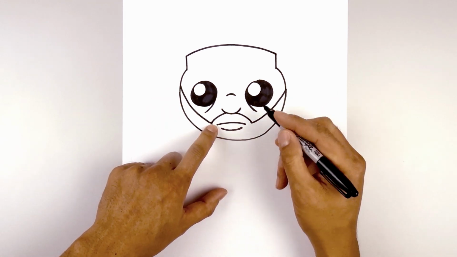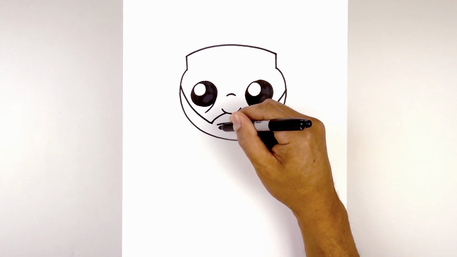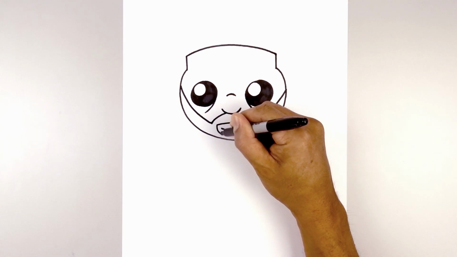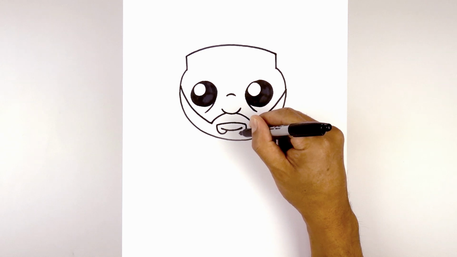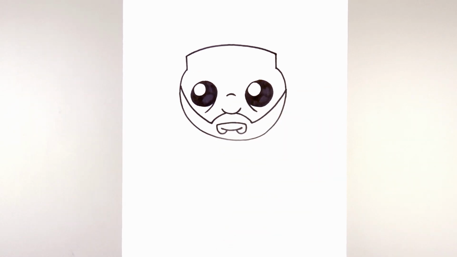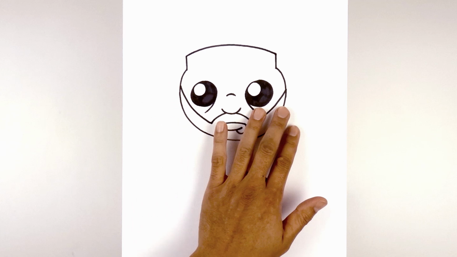Now we're going to move back in towards the corner of the mouth. We're going to curve in the beard. From here we're going to curve down and tuck that up underneath the lip. Let's do the same thing on the right side. Now let's go in and fill the beard in black.